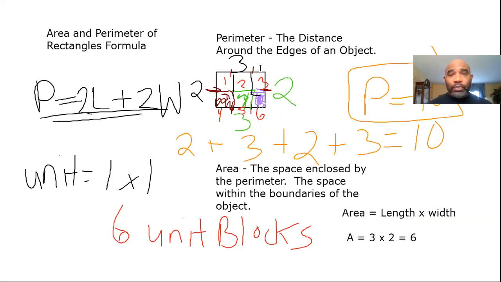So to recap, perimeter is the distance around the edges. The area is the space enclosed by the edges. To calculate the perimeter, which is around the edges, we go twice the length, 2 times the length plus twice the width. And then area is simply the length times width. Before we go, how about a little practice? All right, let's go to the next slide.